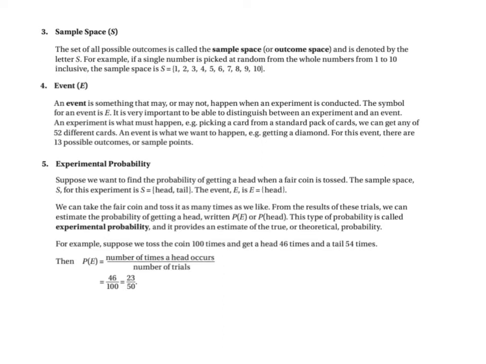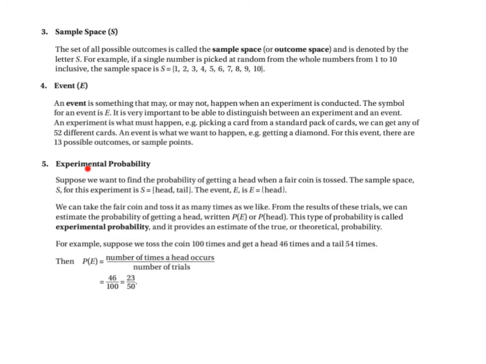An event is something that may or may not happen. So for example, if I'm looking at drawing a card from a deck of cards, then an event is what we want to happen, which is you getting a diamond, and obviously the number of diamonds in a pack of cards is 13, so there'll be 13 possible outcomes for this to happen.